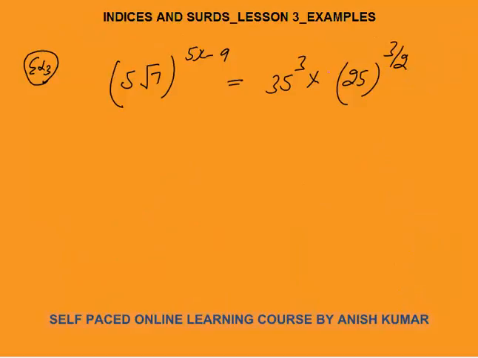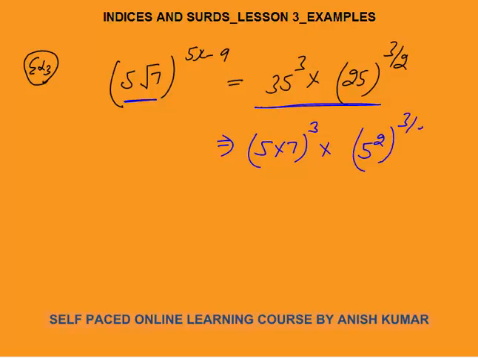Next example, example 3. Now this is 5 root 7 power 5x minus 9. So we have to express the right side in that manner. I will write, I'm always holding the right hand side. This becomes 5 into 7 power 3, into 5 power 2 power 3 by 2.